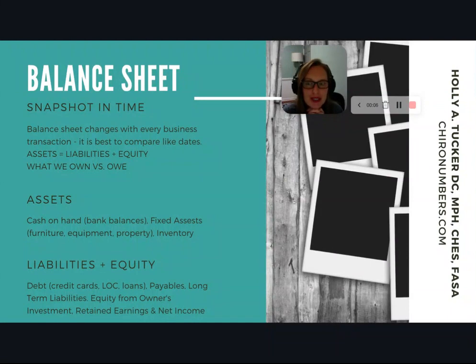This week we are looking at a balance sheet. So I'm going to explain to you first why you would want to look at a balance sheet, and we will look at a real life one that has been pulled from QuickBooks software.